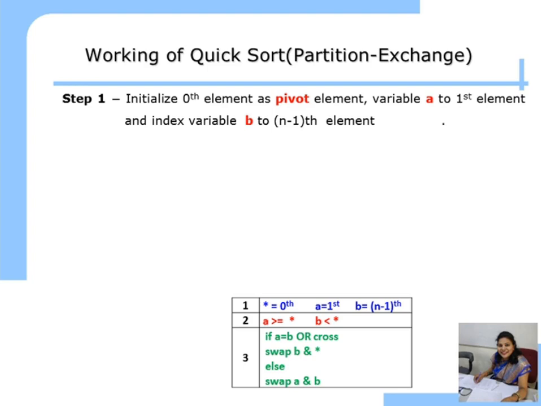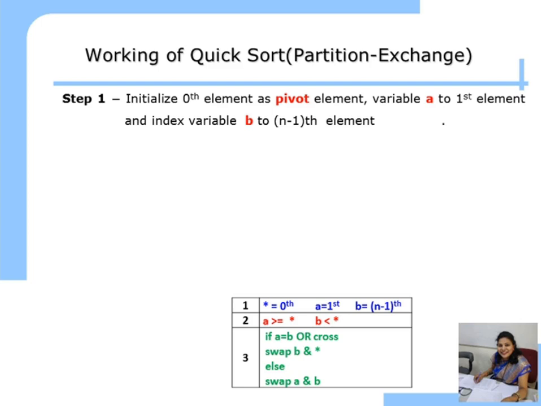In step 1, we first perform the initialization. This is the initialization step, this is the adjustment step, and this is the swapping step. So step 1 is the initialization. We initialize the 0th element as a pivot. In the shortcut, we denote the pivot as a star. You can take any symbol, but I am taking the star.